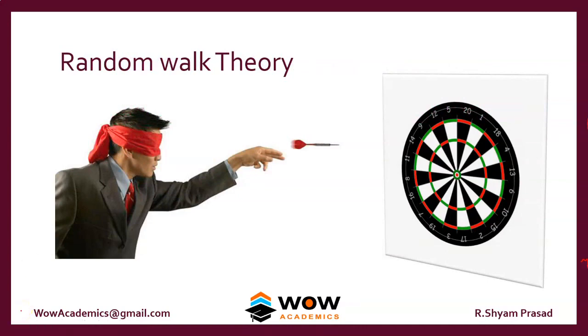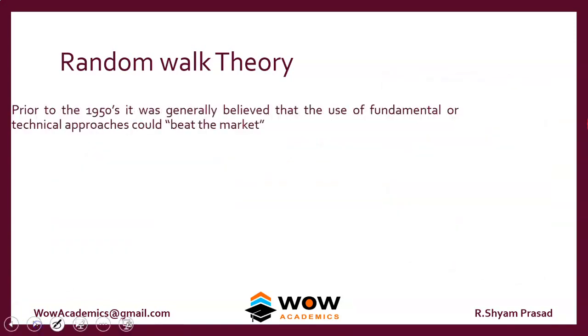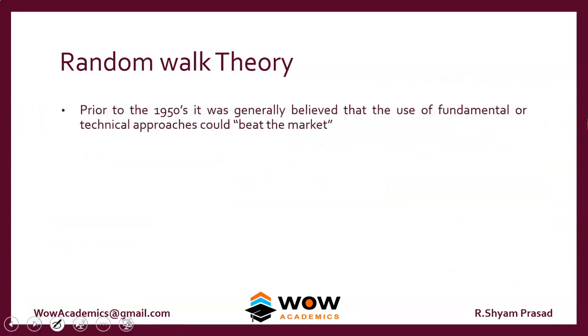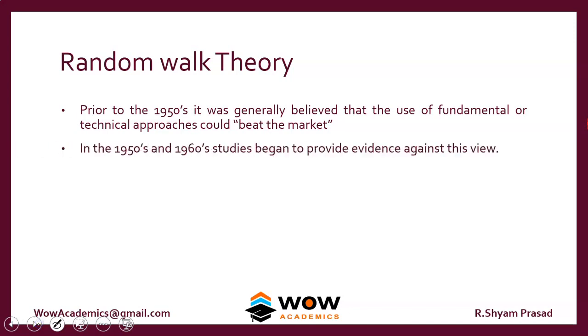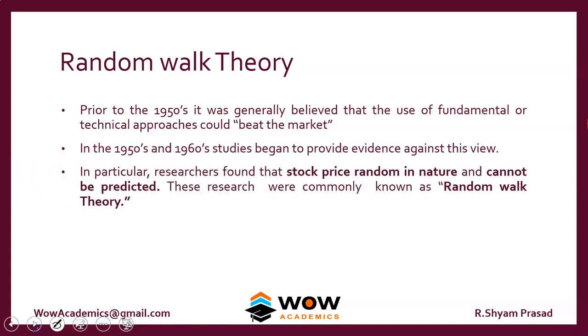Now we will discuss the random walk theory. Prior to the 1950s, it was generally believed that the use of fundamental or technical approaches would beat the market. In the 1950s to 60s, studies began to provide evidence against this view. In particular, researchers found that stock prices are random in nature and cannot be predicted. These researchers' findings were commonly known as the random walk theory.